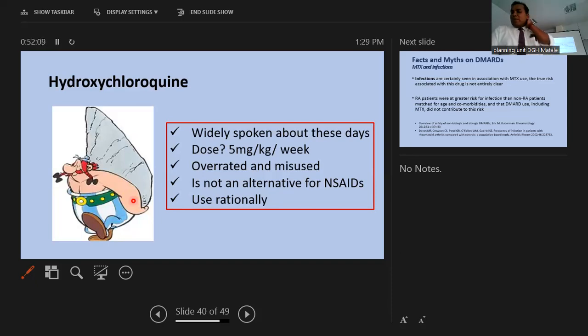So how are you going to give 2000 milligrams? You would give 200 milligram BD for 5 days, that is weekdays only, and give a drug holiday on the weekend. It's not 200 milligram BD for 7 days, because this is where you would see the increase in the risk of retinopathy. And it's not an alternative to NSAIDs, which should always be used rationally.